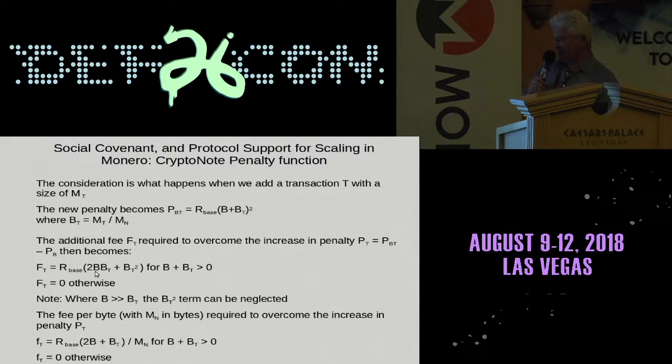Depending on the relative size of B and BT, BT being the additional space of the transaction, you have two cases. If B is much greater than BT, you can basically eliminate the BT squared term, and then you get essentially the infinitesimal transaction model. Or in a case where BT is significant, then it becomes dominant, and you get a linear penalty.